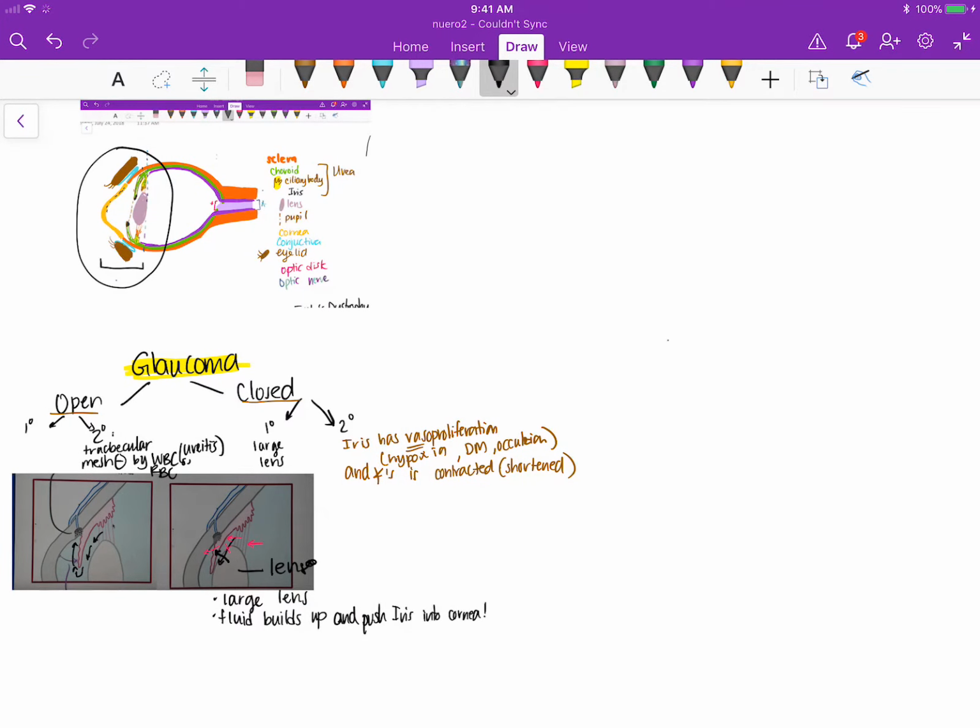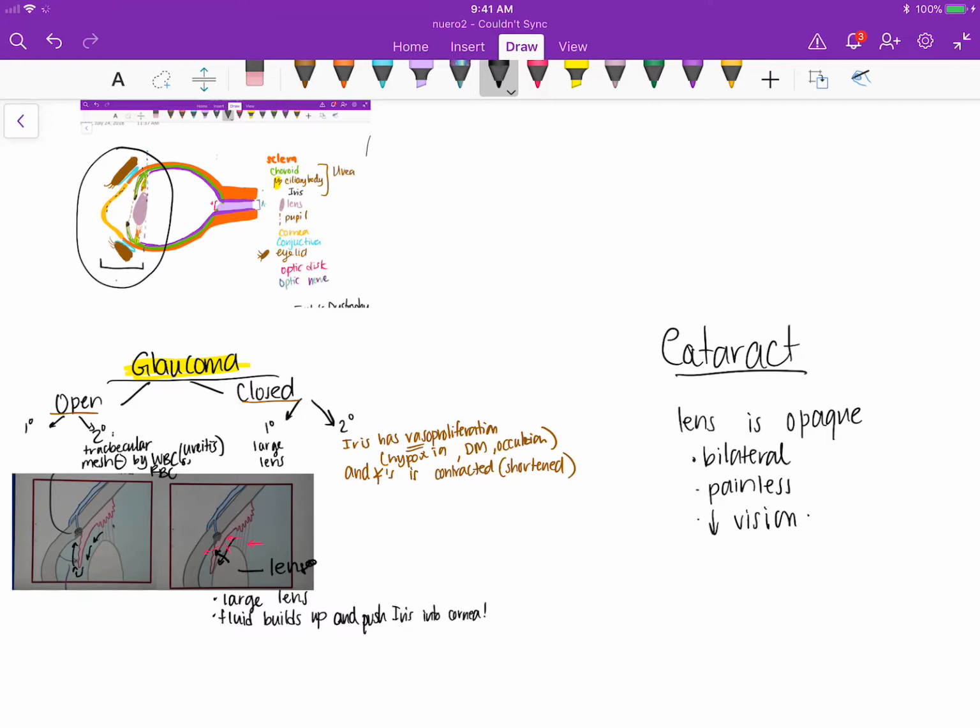The second one is cataracts. Cataract is basically when the lens is opaque. Okay, it's bilateral, painless. Obviously you have decreased vision.